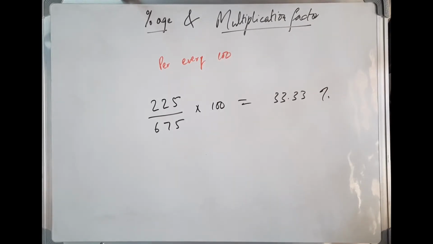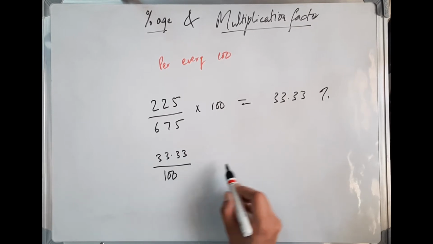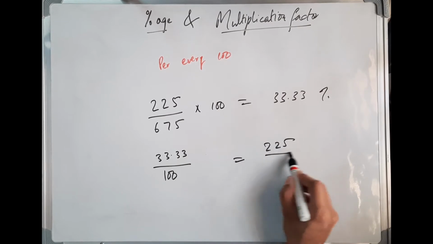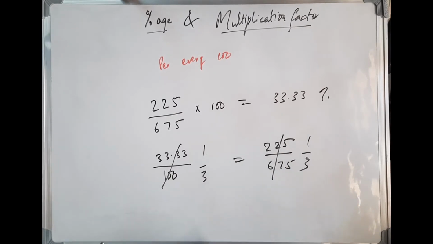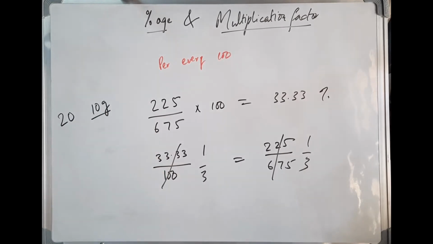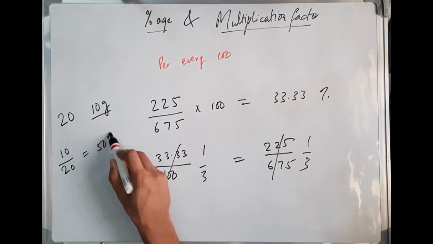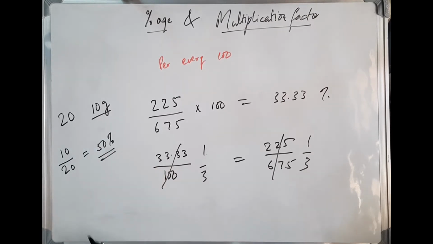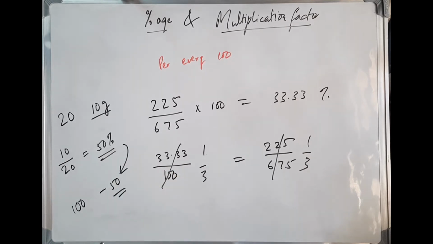So comparing it to the previous observation, we can say 33.33 over 100 is similar to 225 upon 675. These are equal to 1 by 3. To explain it further, let's say there are 20 students in a class with 10 of them being girls. So there are 50% girls in that class. A class of 20 with 10 girls is similar to a class of 100 with 50 girls. This is percentage. Let's switch to multiplication factor now.